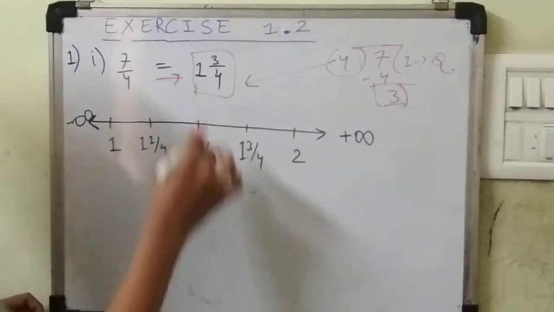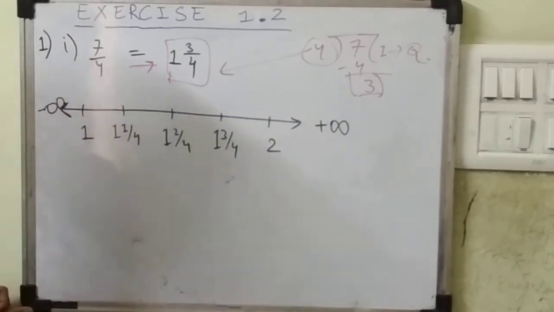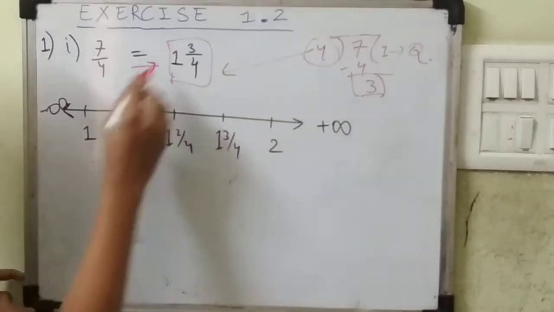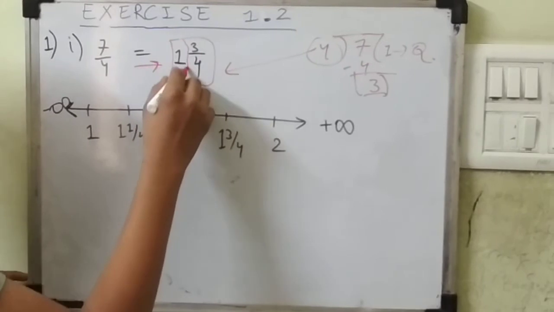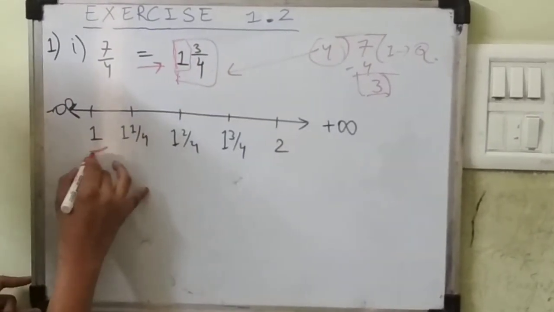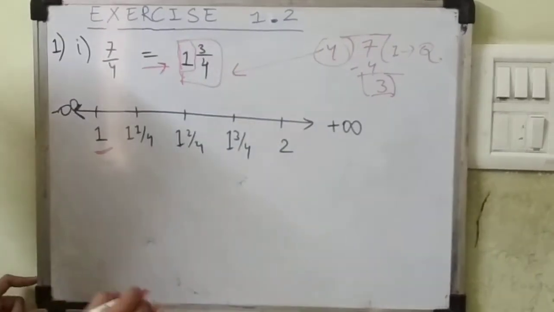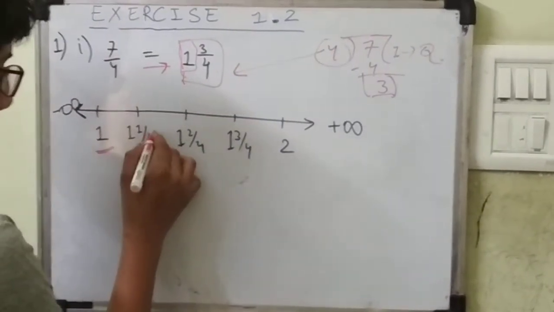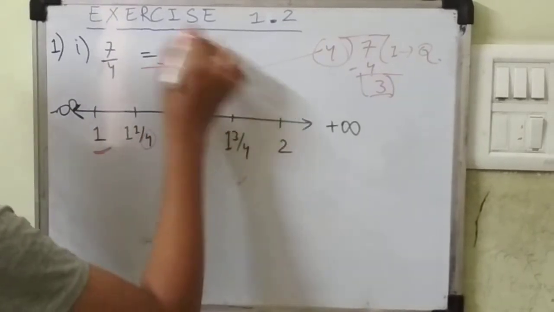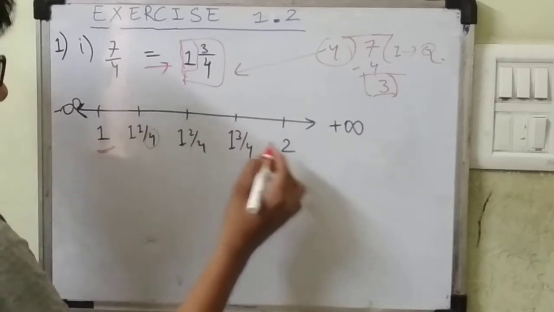Now as I have explained in the previous video on representing numbers on the number line, first you have to take the quotient, which is 1. I have taken here 1. So 1 and 3 by 4. Now what is the denominator? 4. Here I will write denominator 4. So let's start from 1. 1 by 4, then 1 2 by 4, then 1 3 by 4, and 2.